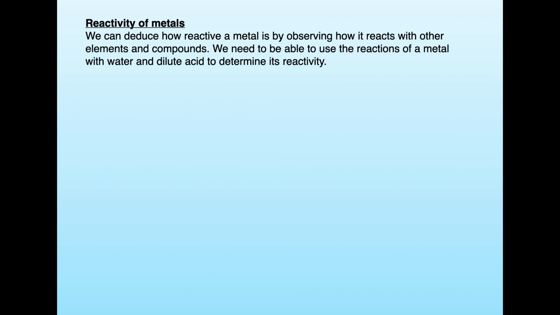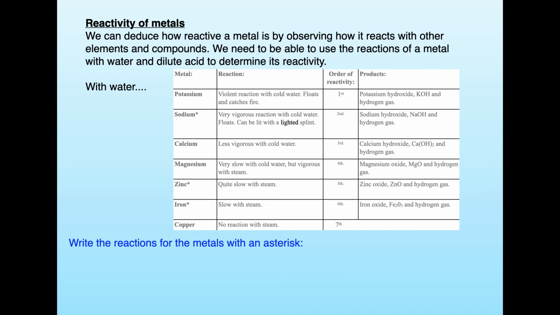The reactivity of the metals, we can use some other substance to react with the metals to see how violently or to what extent that substance reacts with a particular metal. So what we typically use is water and dilute acid. With water, if we put the metals in water, we can observe what happens, we can look at the products, and we can try to put the metals in some kind of reactivity series. Okay, so here, what have we got? Well, we've got reactions with water.